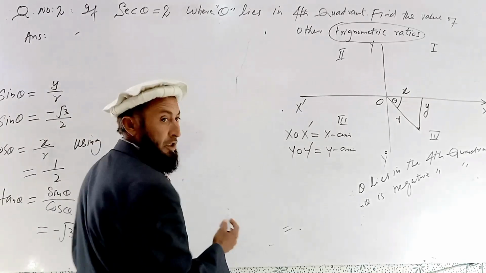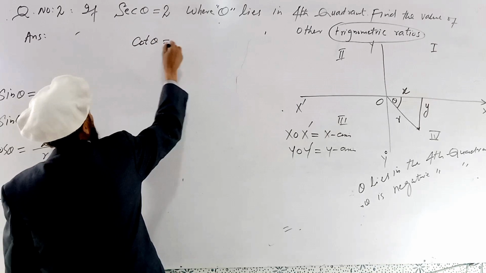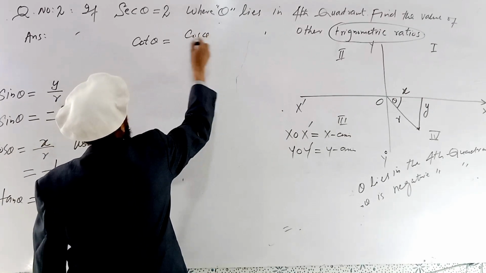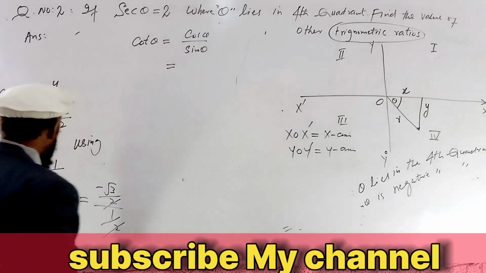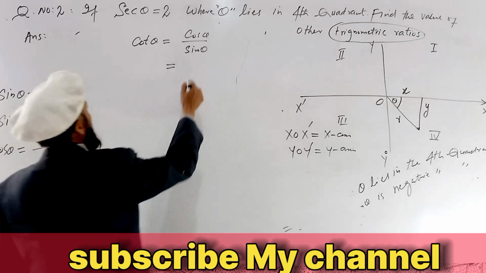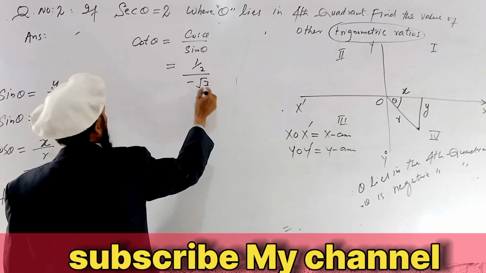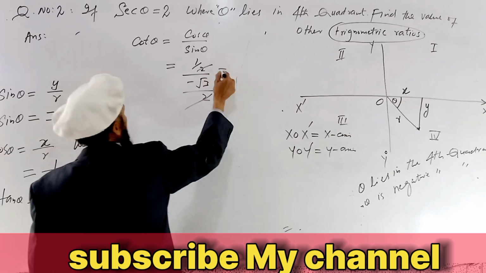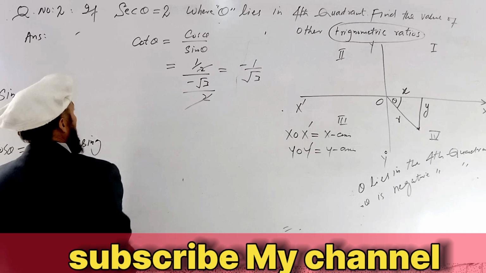We are finding cotangent theta. Cotangent theta is equal to cos theta divided by sine theta. We have already found cos theta equal to 1 divided by 2, and sine theta equal to minus under root 3 divided by 2. The 2s cancel, and we get minus 1 divided by under root 3.